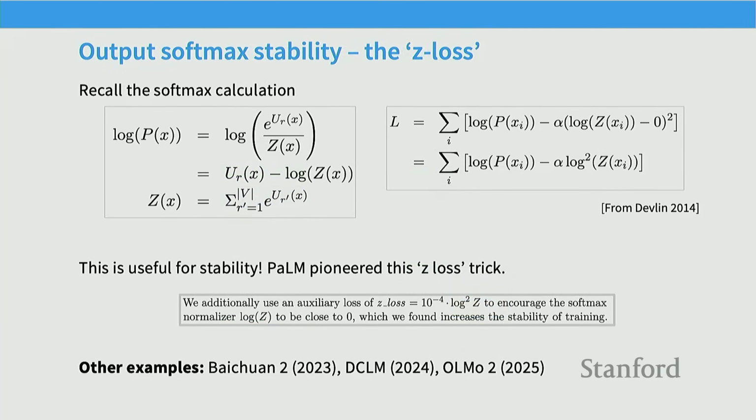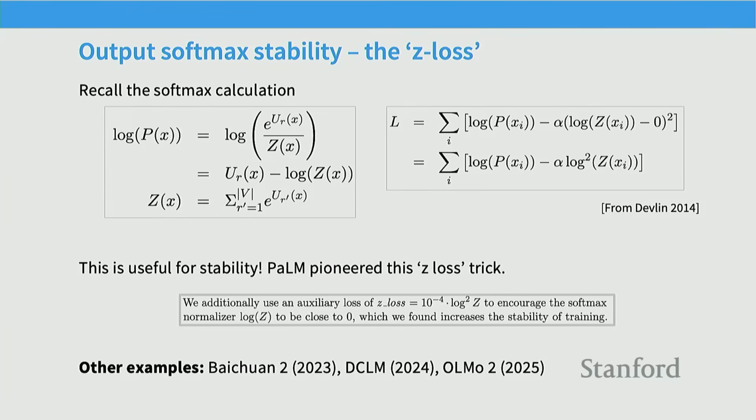Okay, so the first one is called the Z-loss. In my desire to cite a paper that's older, I've gone back to Devlin in 2014, where in a machine translation paper, their goal was to make sure that this normalizer was near 1. So if you look at P of x, that's the output softmax over here. The output softmax is two terms. You exponentiate your logits, and then you divide by the normalizer Z. And the Z is just summing up the values across all the vocab.